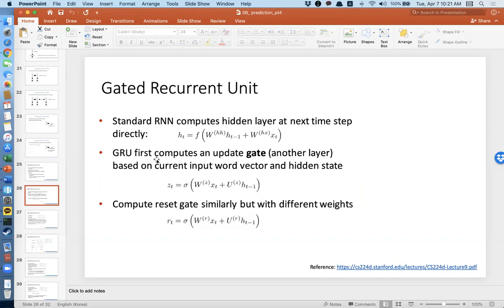As I said, GRU uses something called gates. It's called a gate because it either lets the previous information flow through to the current time step or not. It's like a gating function that lets the previous information pass or not pass. GRU uses two gates, the update gate and the reset gate.